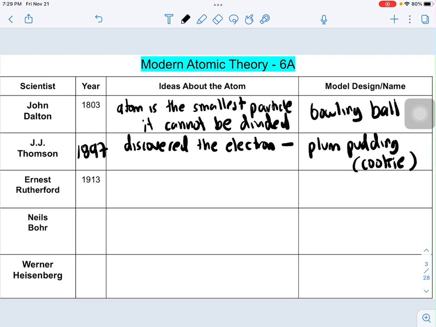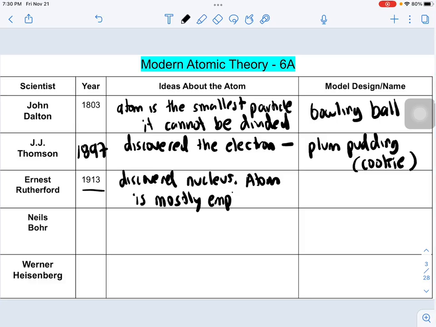Now we're going to go to Ernest Rutherford in the year 1913. And through his gold foil experiment that we're about to cover, he discovered the nucleus. And he also said that the atom is mostly empty space. And so because he discovered the nucleus, we call his model the nuclear model, okay?